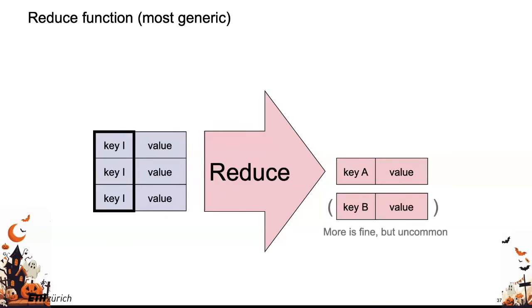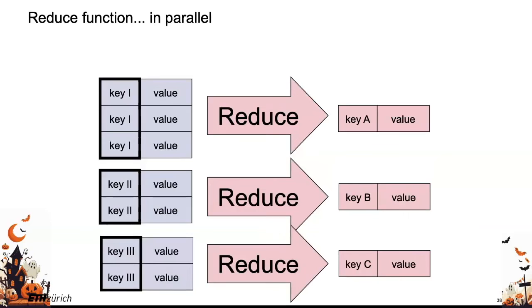All right. And again, I insist, 0, 1, or more. You can have 0, you can have 1, you can have more than 1. This is totally fine too. It's generic. So you execute the reduce function in parallel.